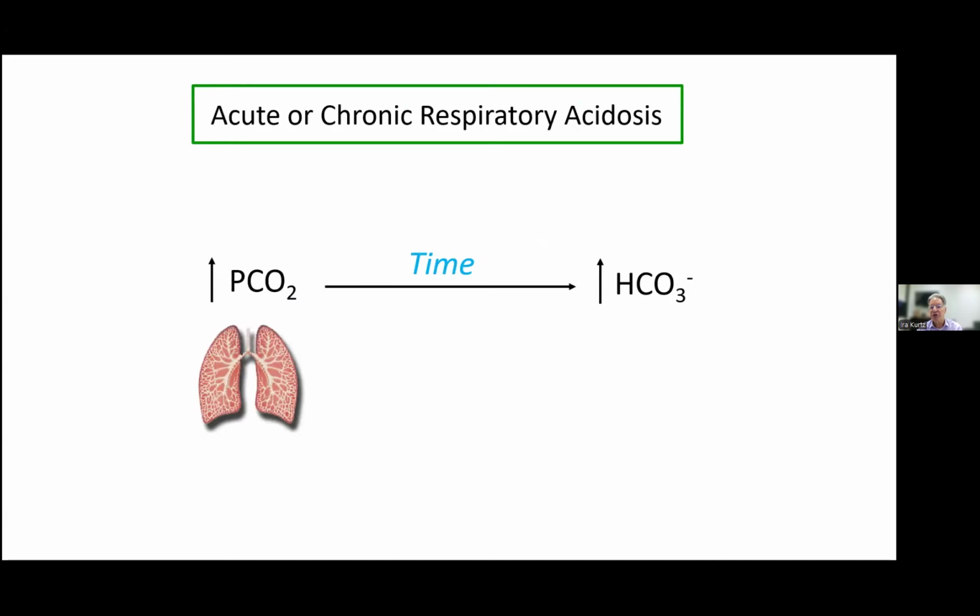For acute or chronic respiratory acidosis, and I'll finish here, when the PCO2 goes up, the bicarbonate also goes up. That's why you have an elevation of both, not only in metabolic alkalosis, but in respiratory acidosis. All three have an elevated bicarbonate. It's just that the bicarbonate elevation in the respiratory acidosis, whether it's acute or chronic, has a different mechanism. In these, it's the PCO2 which is causing it.